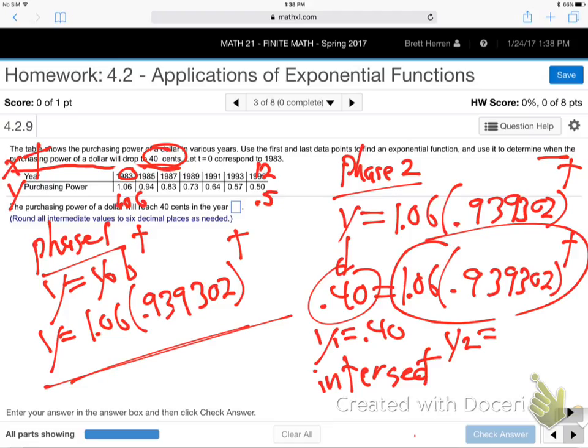Y is 0.40. Right? Yeah, because y is 0.4. That's right. Remember, we hit it 40 cents. That was the y. So the x is 15.56. So that's our x. That's years after 1983. So we're going to have to add that to 1983 to find the year. Does that make sense? I'll round that to 16.